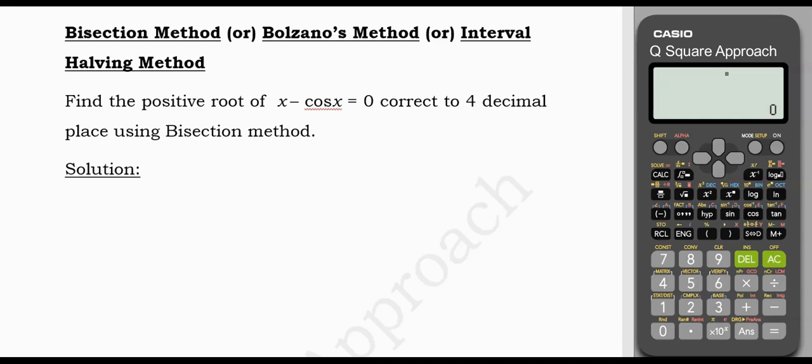Welcome to Q-square approach. In this video, we will solve the transcendental equation using bisection method. Transcendental equation means the equation contains functions like sin x or cos x or e power x or log x.